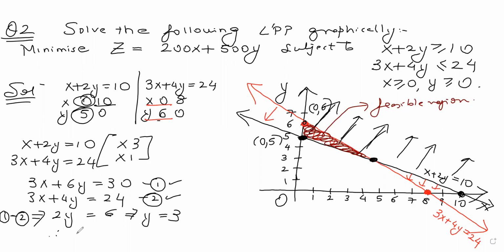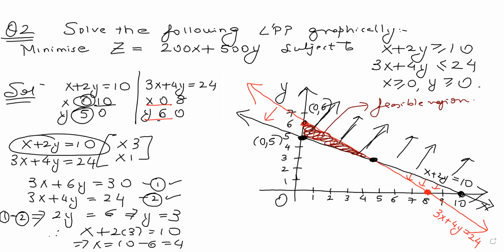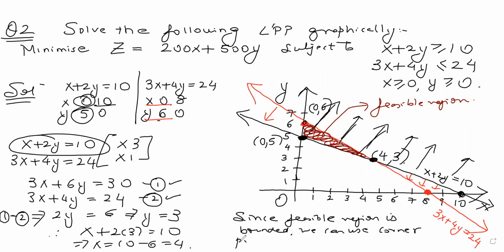When y is 3, what will x be? Put it here. x plus 2 into 3 is equal to 10, which implies x is 10 minus 6, which is 4. So this point is 4, 3. So we have got the 3 corner points, and I can write, since the feasible region is bounded, we can use the corner point method. We can use the corner point method to find the minimum value of z.